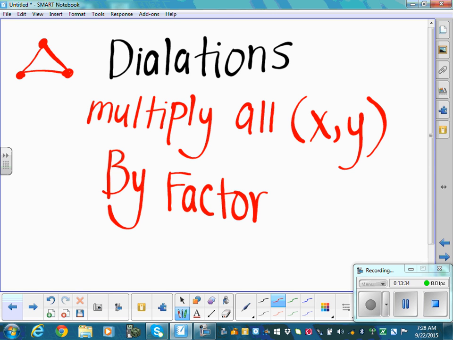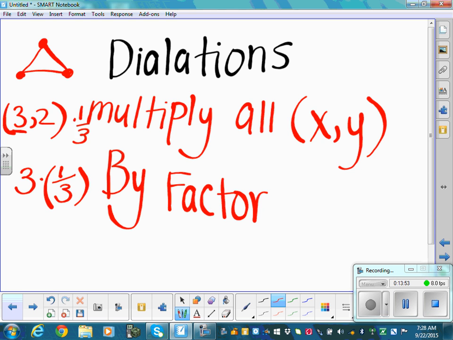How do we put that into a calculator? You'll go like this. For example, let's say your point was 3, 2, and you needed to multiply that by 1/3. You'll just multiply 3 by 1/3. So you'll type in 3 in your calculator, and you'll hit times, and then in parentheses do 1 divided by 3, with the divide sign. Cool.